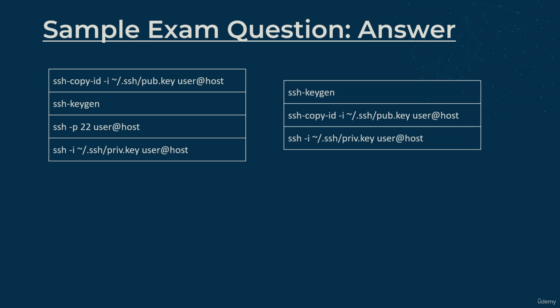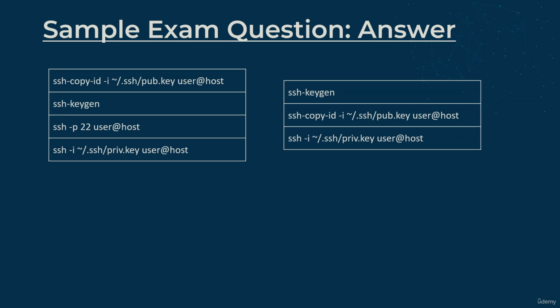We are specifying, again, with the second parameter, our local public key that we want to copy to the server. And then with user at host, we're specifying the credentials to actually log into the server to do that. Finally, the last thing that we're doing is just testing it out. So SSH -i, the -i means identity file. In this case, we're pointing to our local private key file.